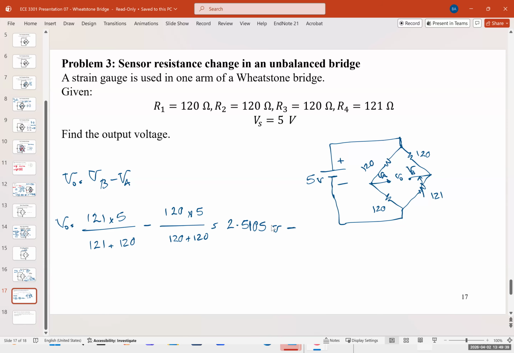And the second part, 120 times 5, it's going to be 600 over 240, which gives us 2.5 volts. Now 2.5105 minus 2.5 volts gives us 10.5 millivolts. So you can see that it's very, very small change in the voltage with a 1 ohm change in the resistance.